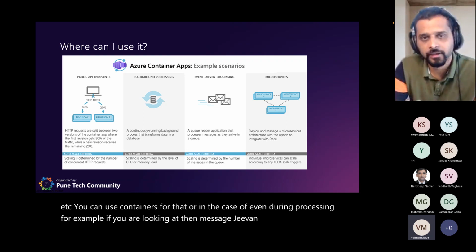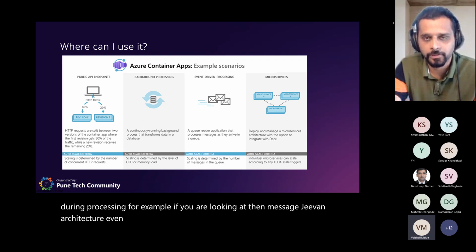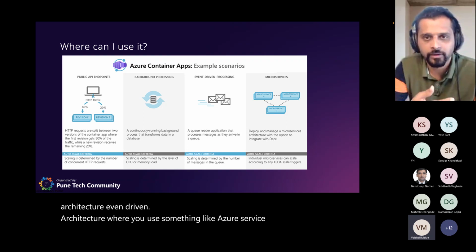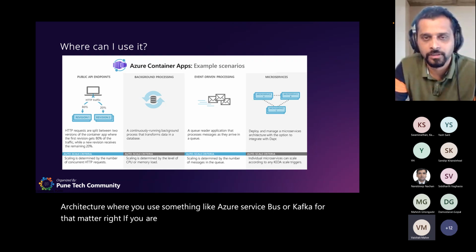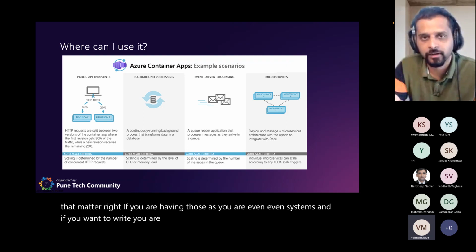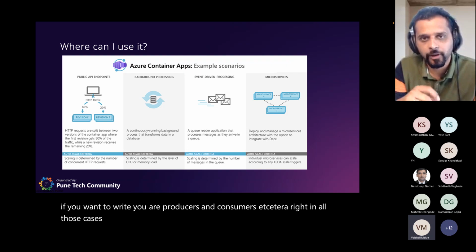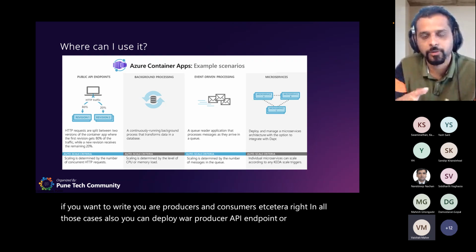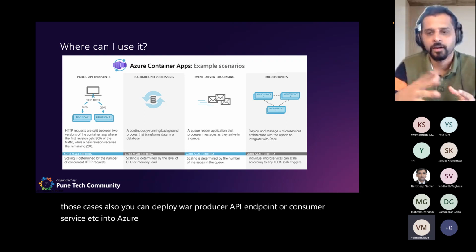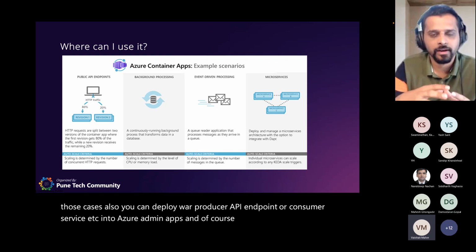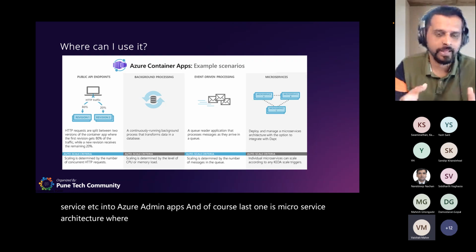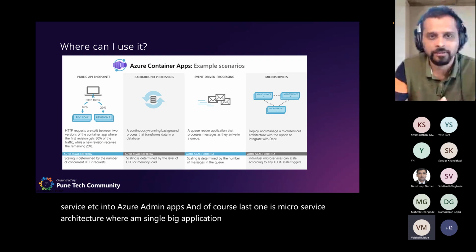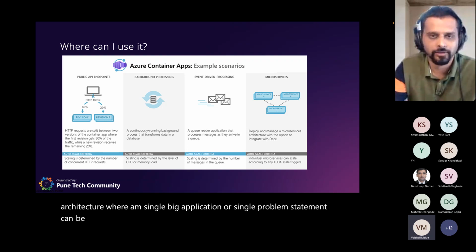or event-driven architecture, where you use something like Azure Service Bus or Kafka for that matter, right? If you are having those as your event systems, and you want to write your producers and consumers, in all those cases you can deploy your producer API endpoint or your consumer service into Azure Container Apps. And of course, the last one is microservices architecture, where a single big application or single problem statement can be solved by building different microservices.